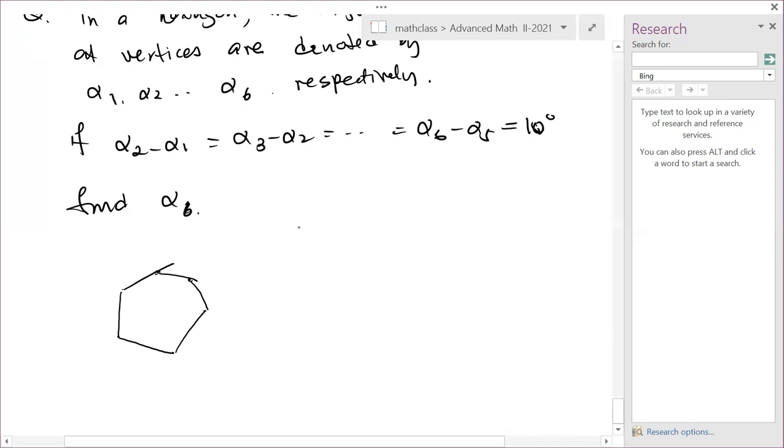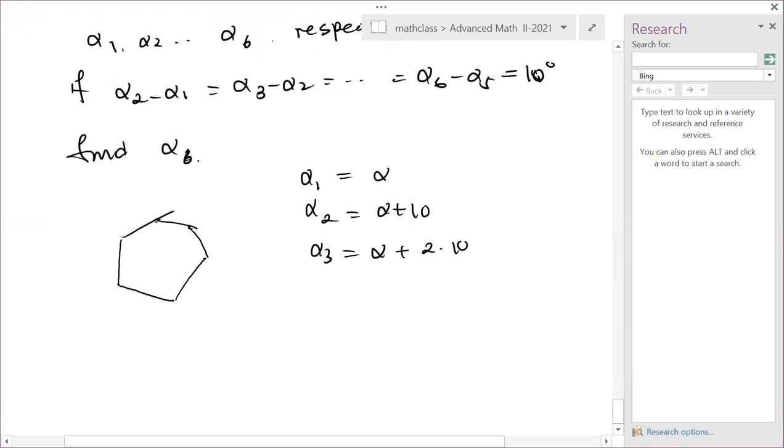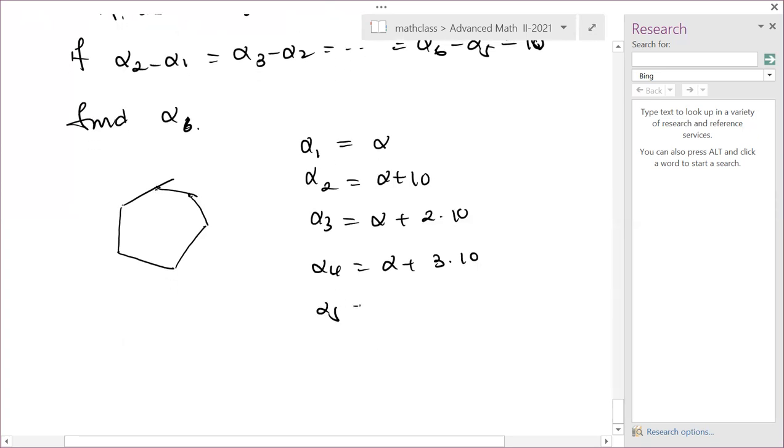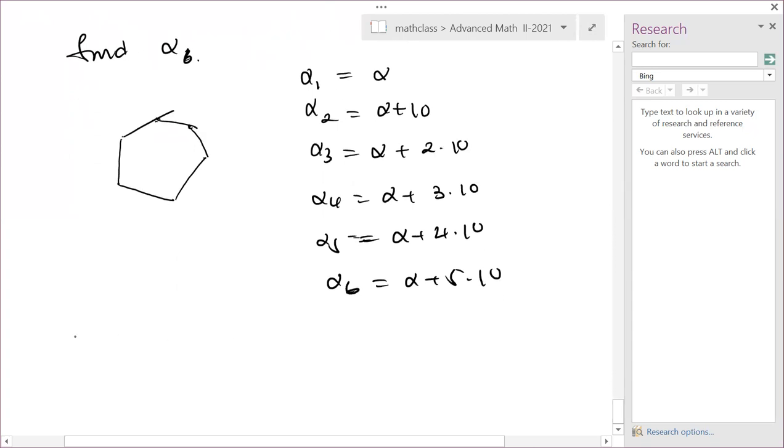You can write the angles in the following way. Alpha 1, I call alpha. Alpha 2 is alpha plus 10 degrees, increased by 10. Alpha 3 is alpha 2 plus 10, so alpha plus 2 times 10. Alpha 4 is alpha plus 3 times 10, adding 10 to alpha 3. Alpha 5 is alpha plus 4 times 10. Alpha 6 is alpha plus 5 times 10. So those are the angles.